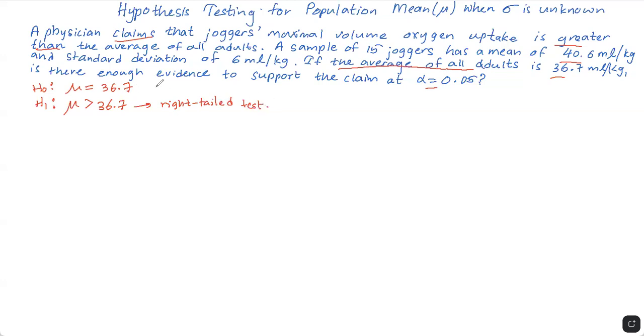Let's look at all the information here. A sample of 15 joggers. So sample size is 15 and sample mean x bar equals 40.6. And the sample standard deviation, sample S, is 6 milliliters per kilogram. S is 6. So then let's find the test statistic here.